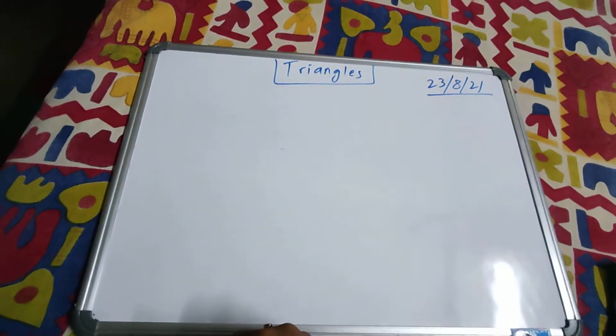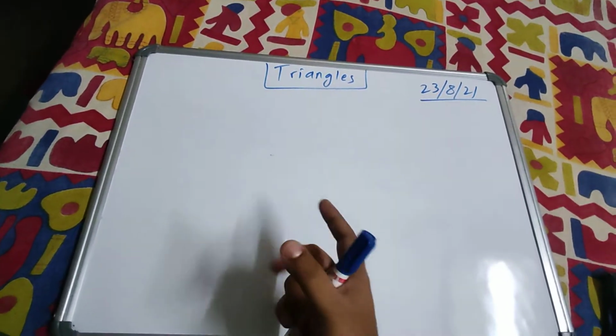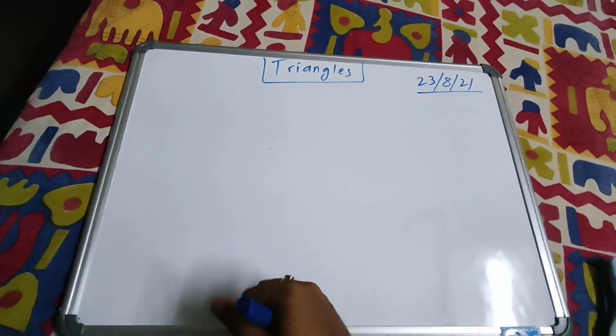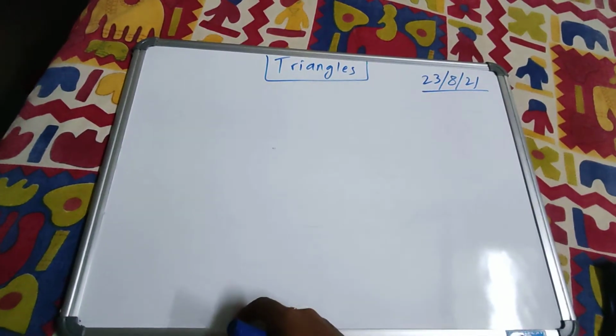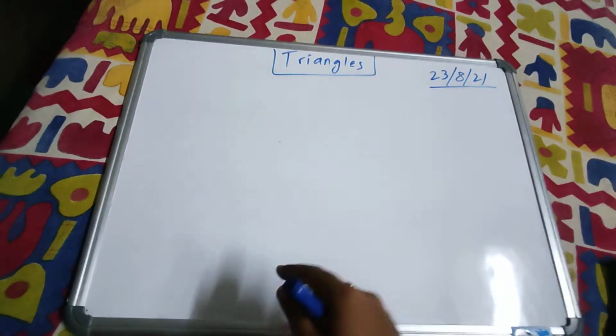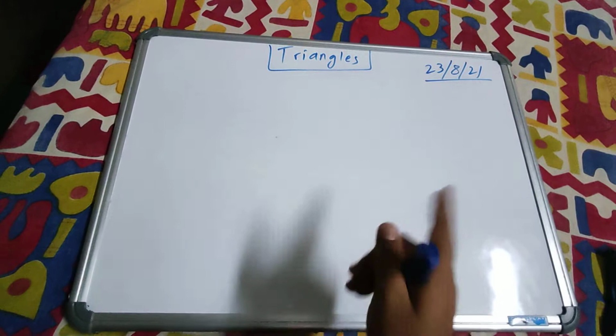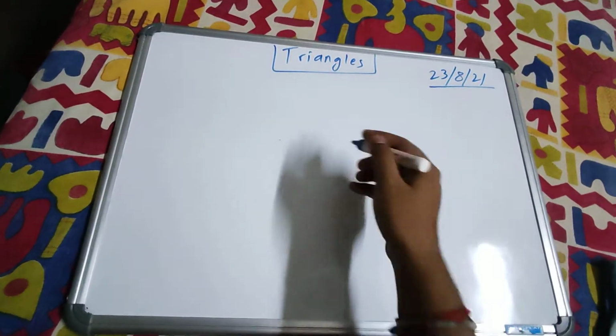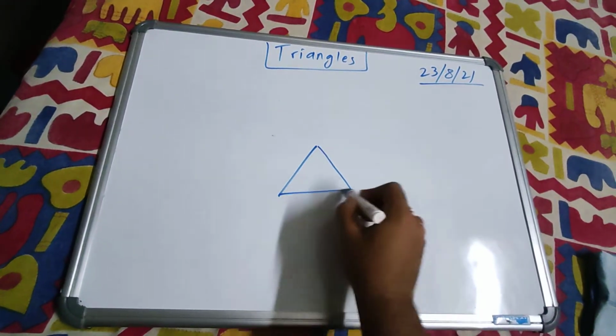Now, what are triangles? A triangle is any figure having three sides, and obviously it is joined. Three sides doesn't mean that it is just three lines like that. A triangle is a closed figure. A triangle looks like this. Every one of you knows that it looks like this.